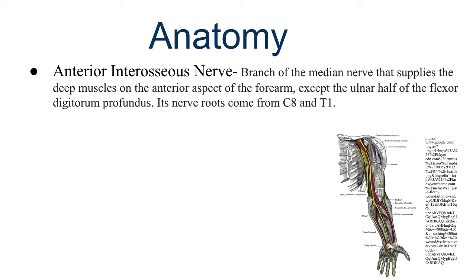Anatomy. Anterior interosseous nerve. Branch of the median nerve that supplies the deep muscles on the anterior aspect of the forearm. Remember, this is an anatomical position, except the ulnar half of the flexor digitorum profundus. Its nerve roots come from C8 as well as T1. You can see on my figure where it runs.